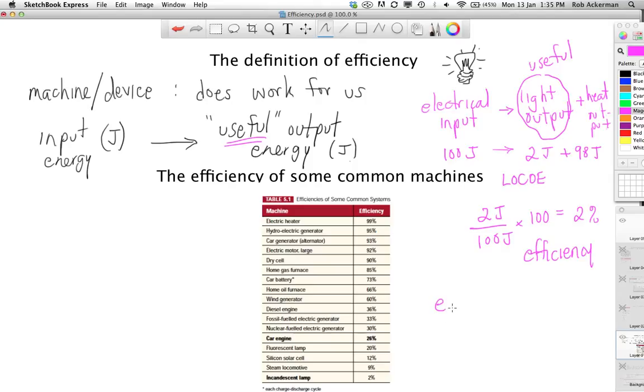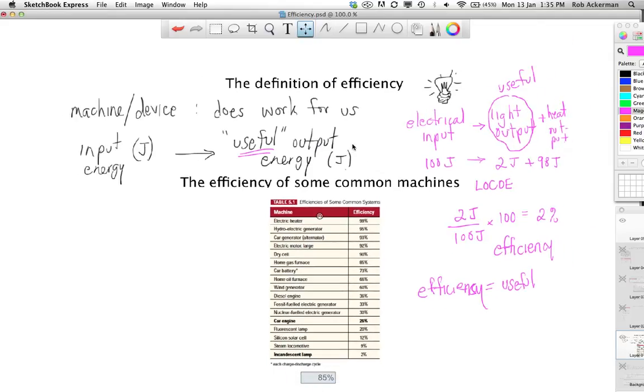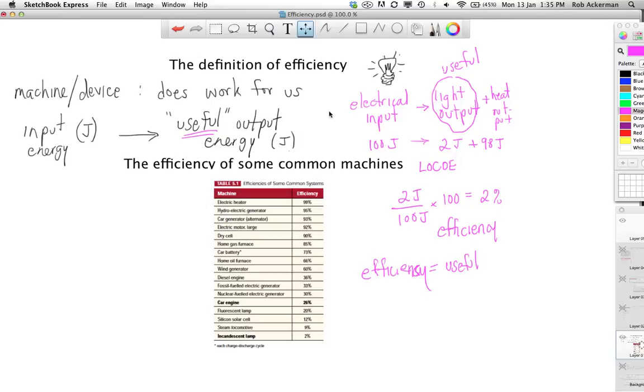So what's the formula here? The efficiency is equal to, sorry about the writing there, efficiency equal to the useful output energy divided by the total input energy, and we've got to multiply by 100. And then we get a percentage over here.